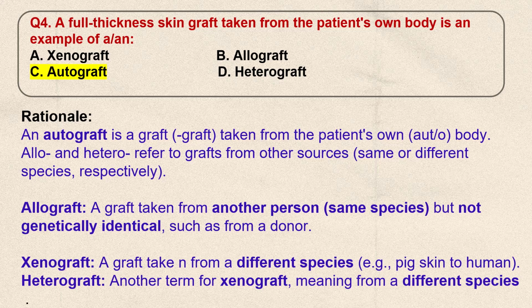So allograft is a graft taken from another person of same species but not genetically identical, such as from a donor. Xenograft is a graft taken from a different species, example pig skin to human. Heterograft is another term for the xenograft that also means from different species.